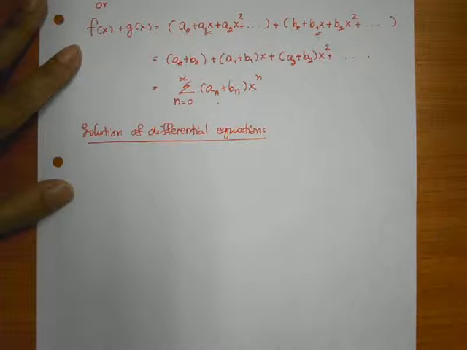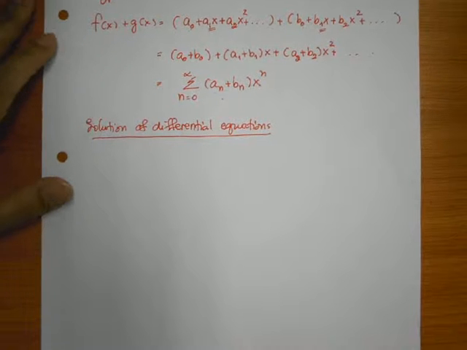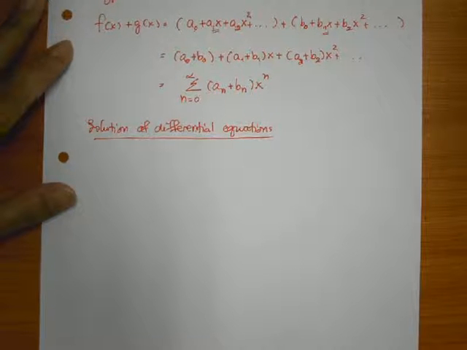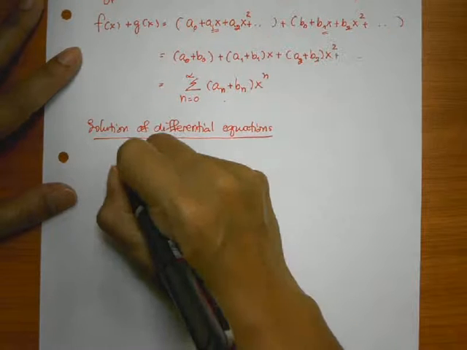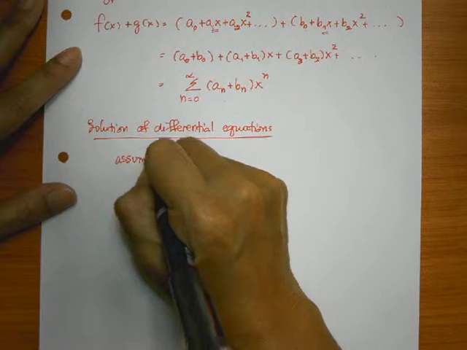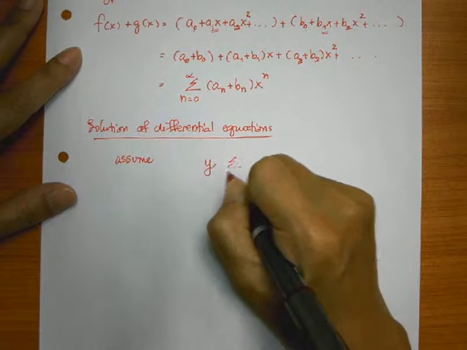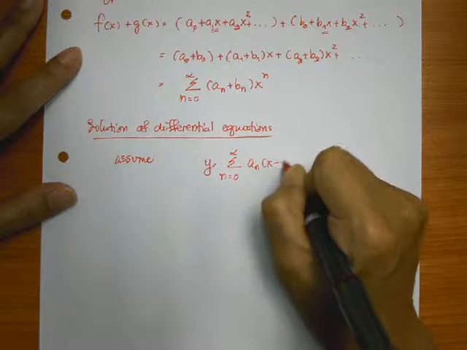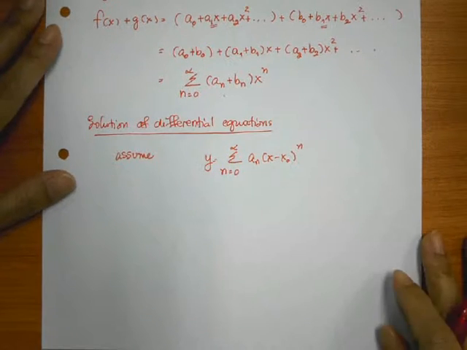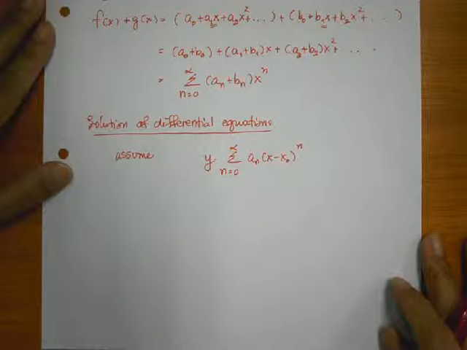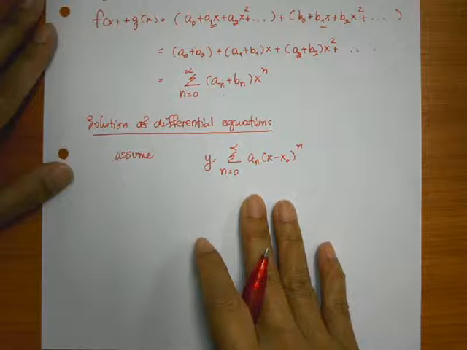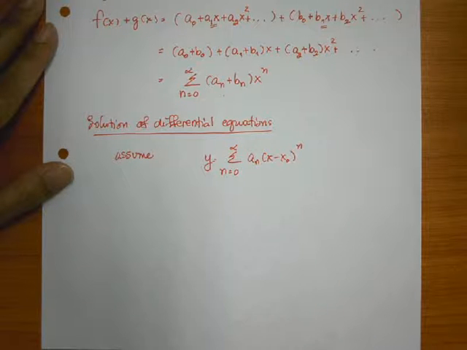The way to find the answer of the differential equation by using the power series. First, we got to assume y is equal to summation of n equal to 0 to infinity a n (x minus x 0) to the power n. Because we are going to assume this as the answer of the differential equation that we are looking for.